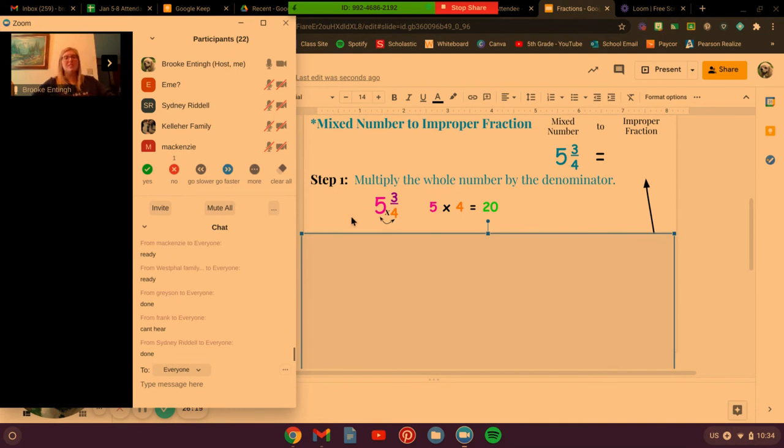So it's just like sticking a multiplication symbol in between the denominator and the whole number. So 5 times 4 is 20.